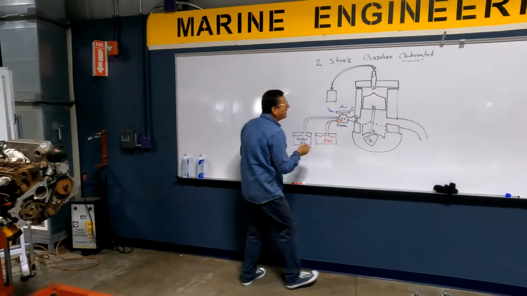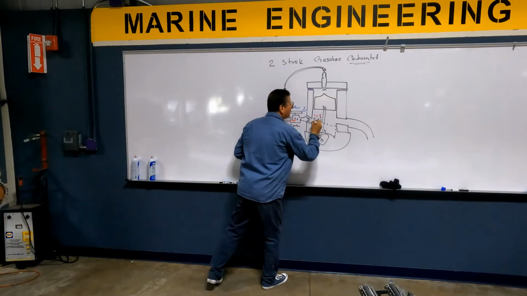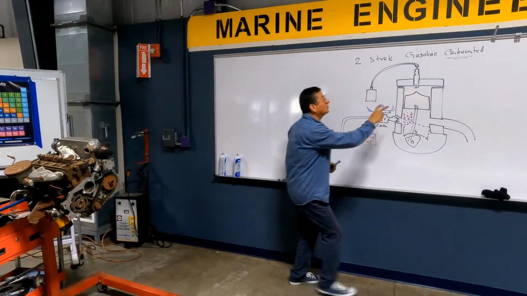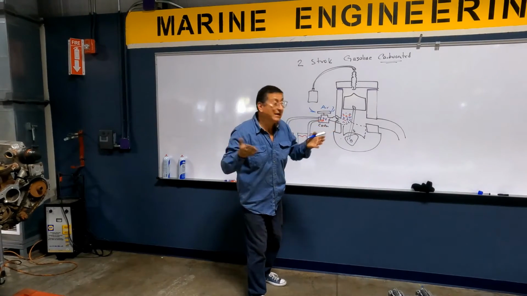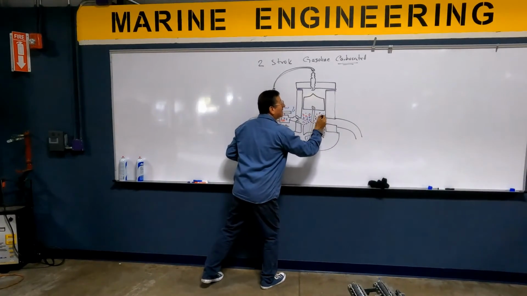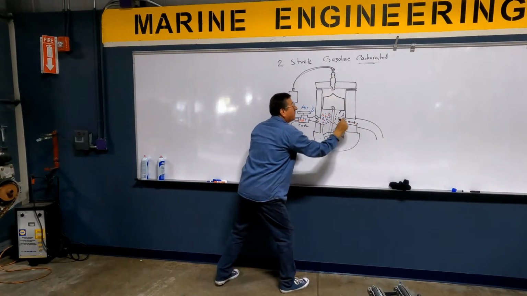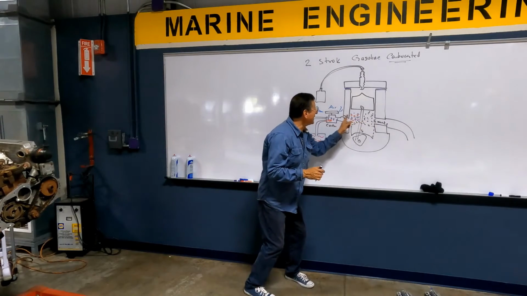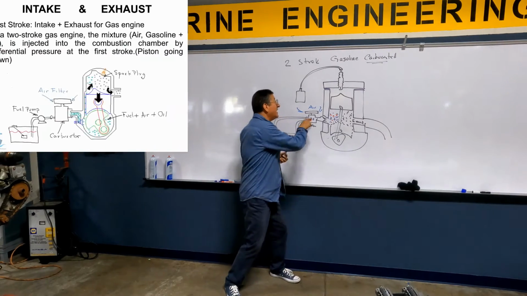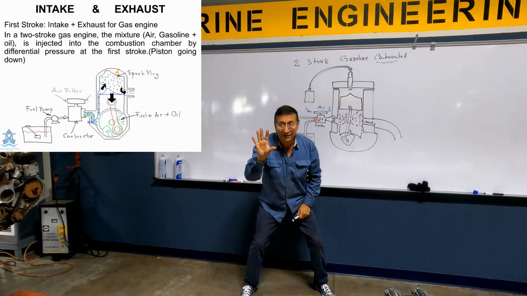Look, that mixture enters here: oil, fuel, and air. Of course, previously the explosion was produced. The fresh mixture pushes out what? The smoke, the gases. The fresh mixture pushes the gases out because this port is in front of this. That intake and exhaust occur practically simultaneously, at the same time. You have intake and exhaust, two strokes in one. Everybody follow me?